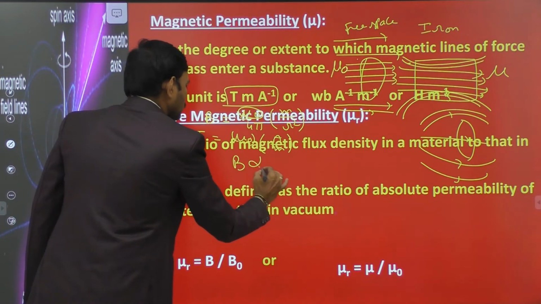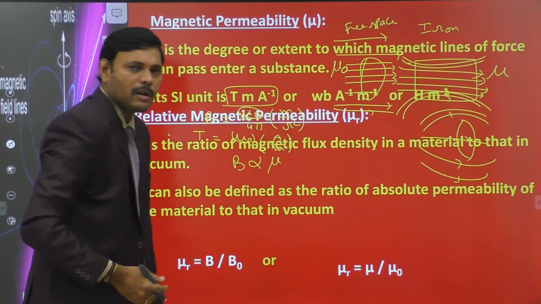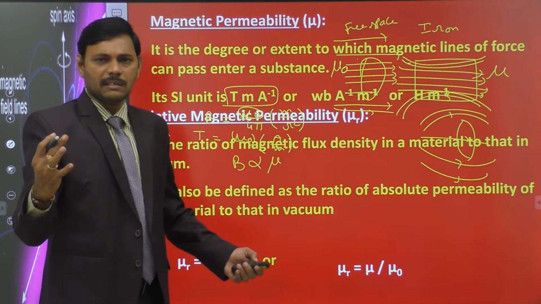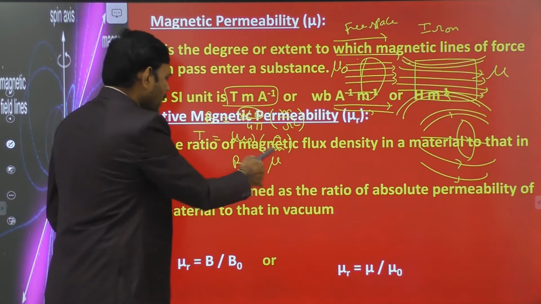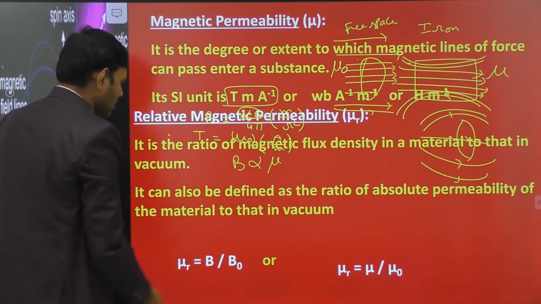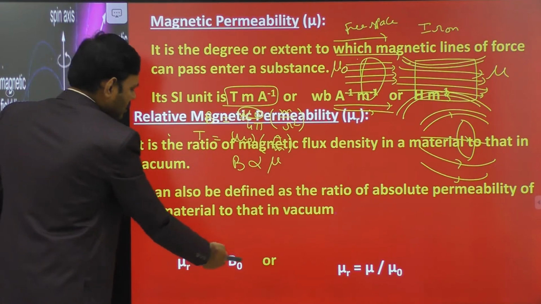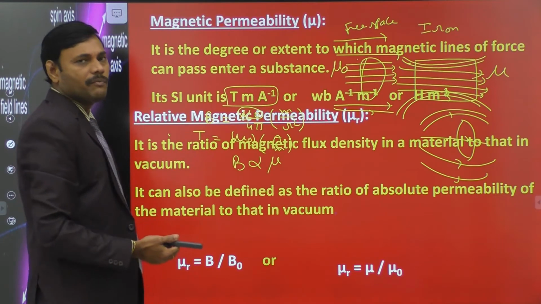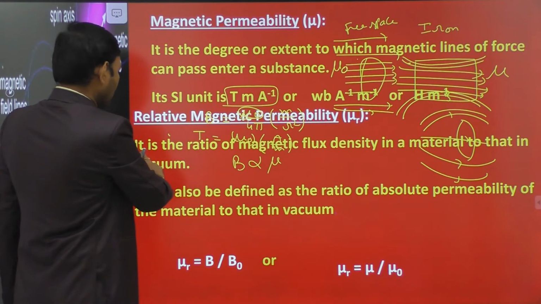Indirectly that is also equal to, because B is proportional to mu, because B is equal to mu naught by 4 pi into m by r square. If you keep the remaining physical quantities unaltered, B is directly proportional to mu. As mu r is mu by mu naught, and B is proportional to mu, mu r is also equal to the ratio of the magnetic field in any medium to the magnetic field in free space. Hence, this is the second way of definition.